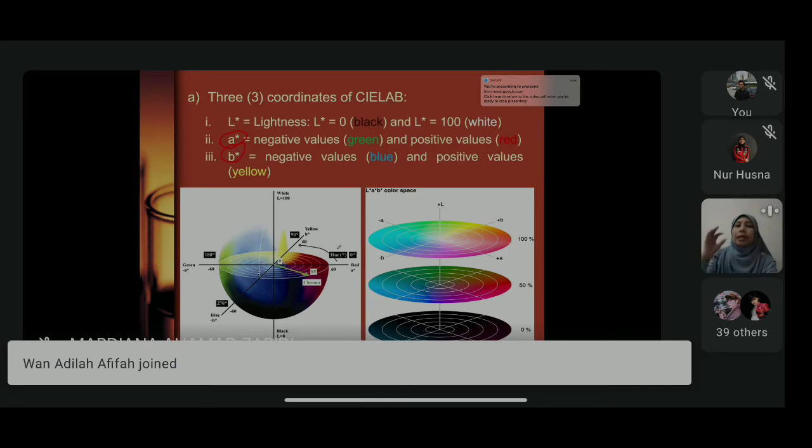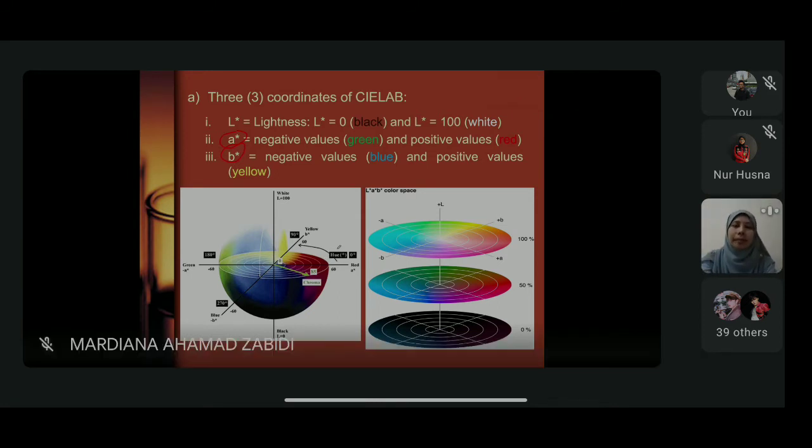Okay, so 0 means that it is black, and then 100 means that it is pure white. So if let's say your product, for example, is dark red, it may go below 50, for example, because you have the word dark red. It means it is heading towards black, dark. But if you have a light red material, you can have a lightness value L going around 60, 70 and above, meaning that it moved towards 100.